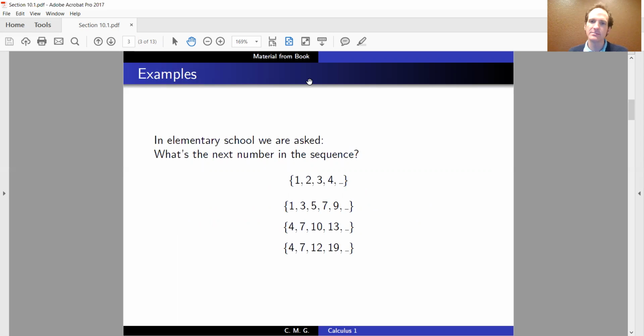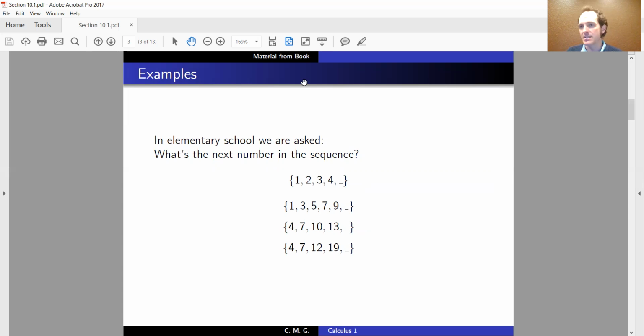So in elementary school, the thing that we ask you is, what's the next number in the sequence? Or what's the next two numbers in the sequence? That's the kind of thing you're asked, and that's the kind of thing that you're able to do at that point. So 1, 2, 3, 4, the next number is 5, and then 6, then 7, then 8, and so on. 1, 3, 5, 7, 9, those are all odd, so the next one is 11. The next one's a little trickier: 4, 7, 10, 13. You stare at that for a second. Difference of 3 between each of them, probably 16 is the next one, then 19, and so on.